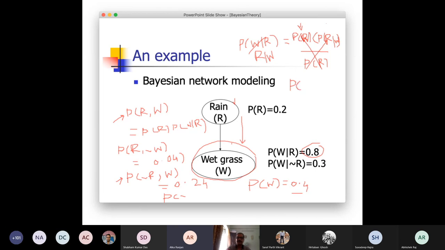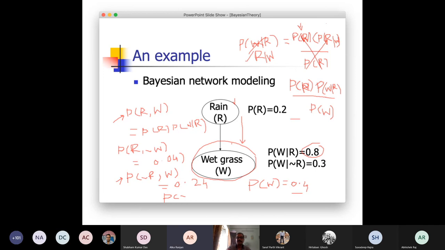probability of W given R, multiplied by probability of R, divided by probability of W. So this you have to compute. Right. If you are computing this, I mean not this one, but this.